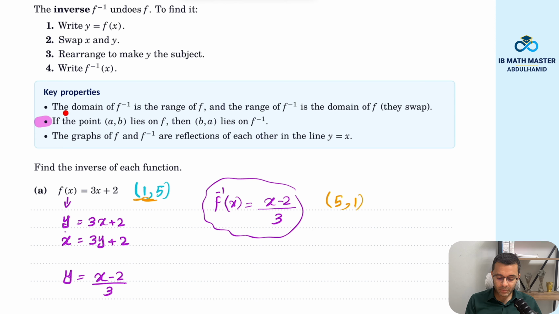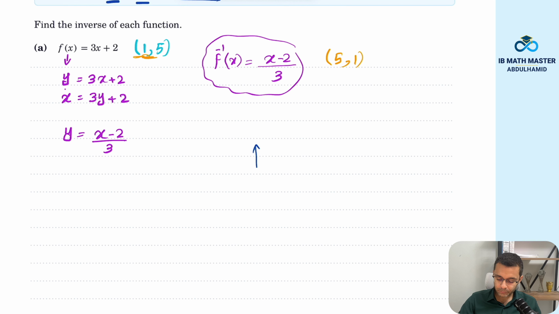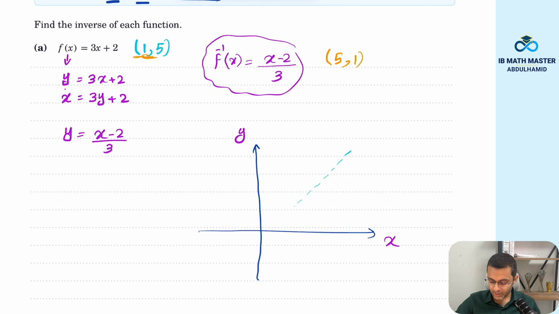So what do we mean then by the domain and the graph? We'll illustrate that in the next example. But first, keep in mind, for any function, the graph of f and its inverse are reflections of each other across the line y equals x. What does that mean? For example, let's say here we have the y-axis and the x-axis. Here we have the line y equals x, which is in the middle. It passes through the origin.